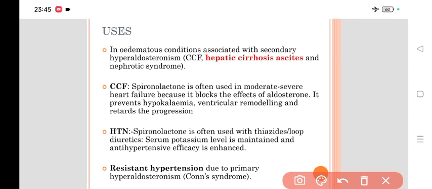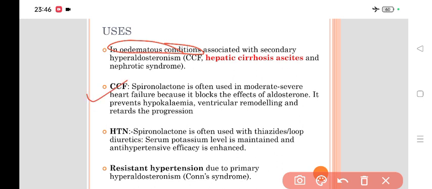Now where can we use this spironolactone? Spironolactone is used in edematous conditions associated with secondary hyperaldosteronism, like CCF, hepatic cirrhotic ascites or nephrotic syndrome. Secondary hyperaldosteronism like congestive cardiac failure, cirrhotic ascites, nephrotic syndrome.